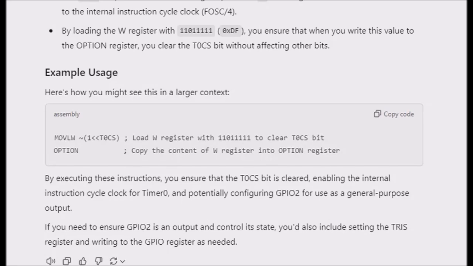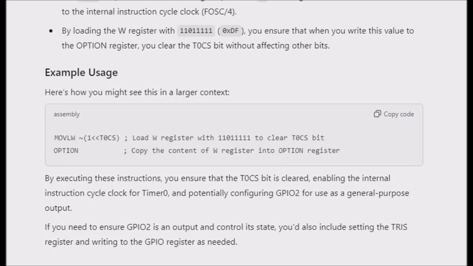potentially configuring GPIO2 for use as a general purpose output. If you need to ensure GPIO2 is an output and control its state, you'd also include setting the TRIS register and writing to the GPIO register as needed.